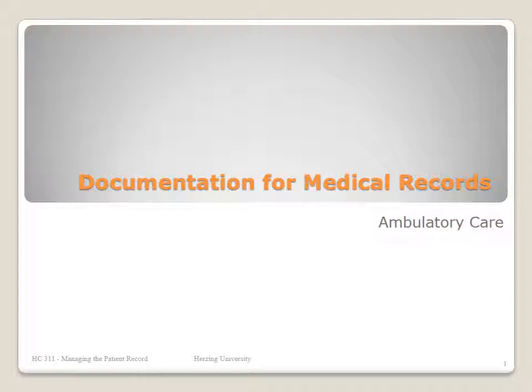To understand health record documentation, it is also important to understand how it is gathered and used. Different types of settings gather and collect different types of information for patient medical records. The first half of this presentation will cover the different types of ambulatory care facilities, and the second half will cover the types of documentation collected in these types of facilities.